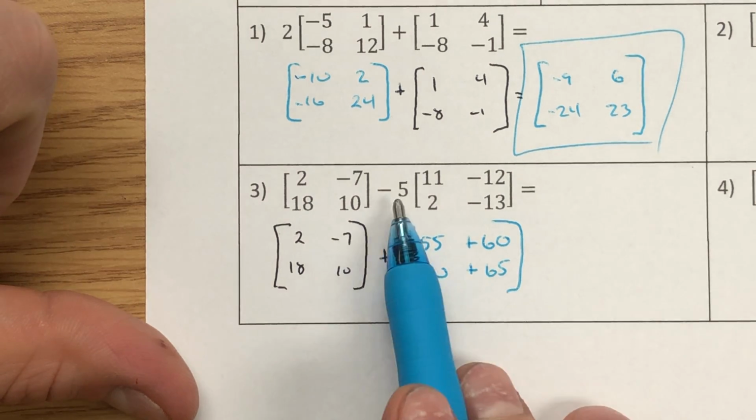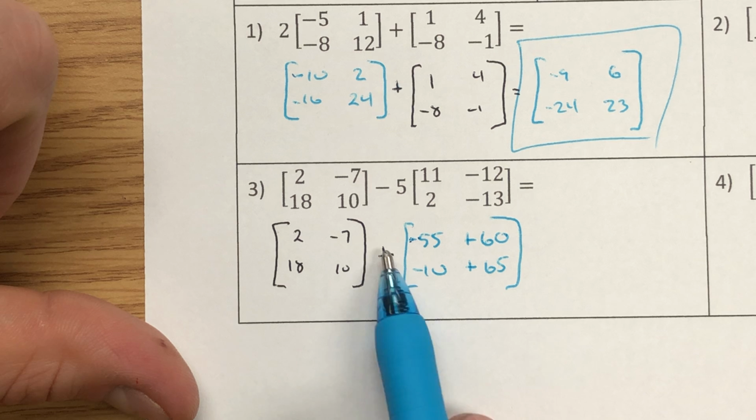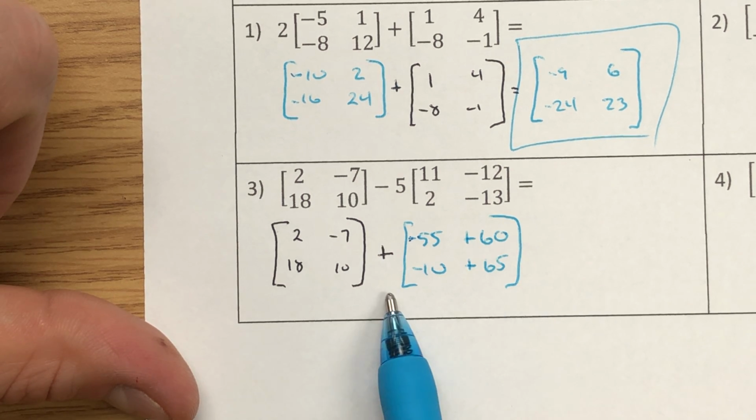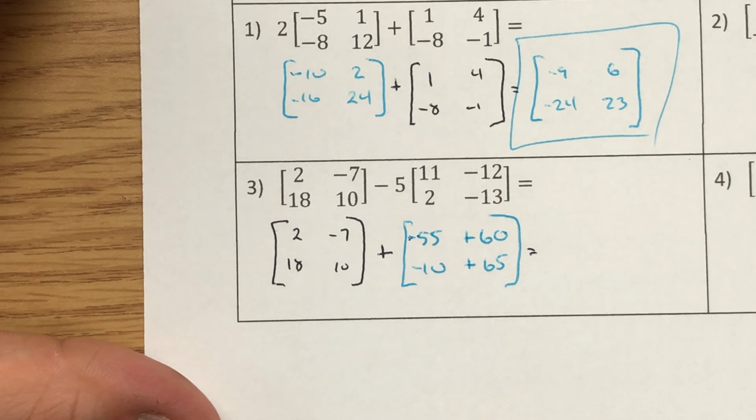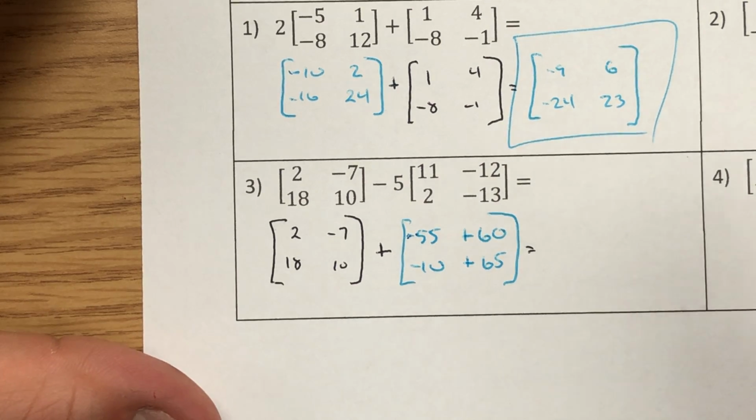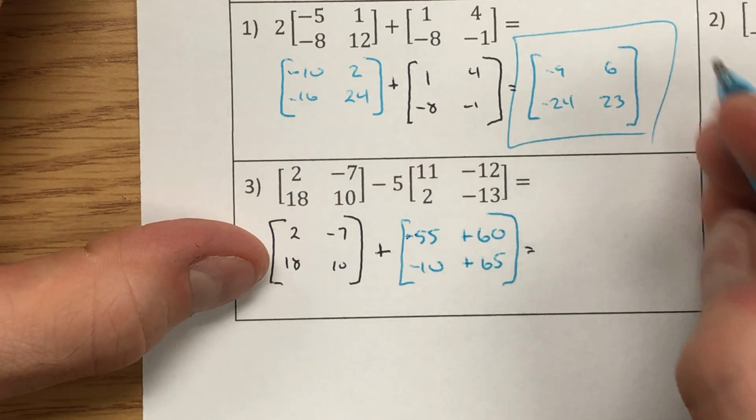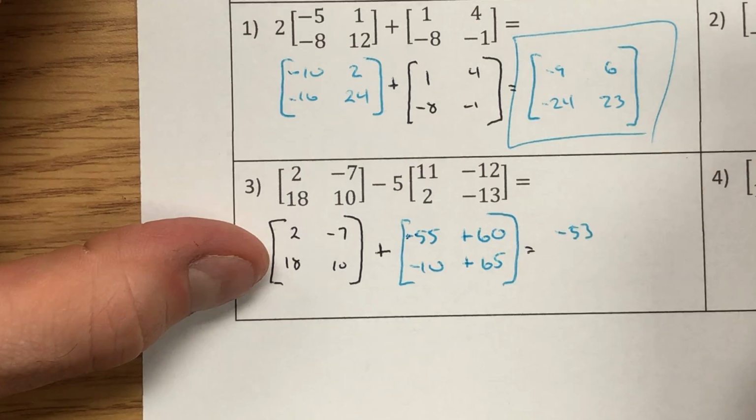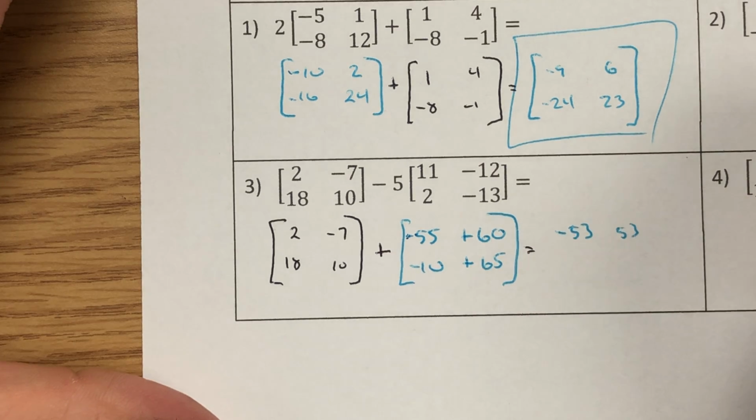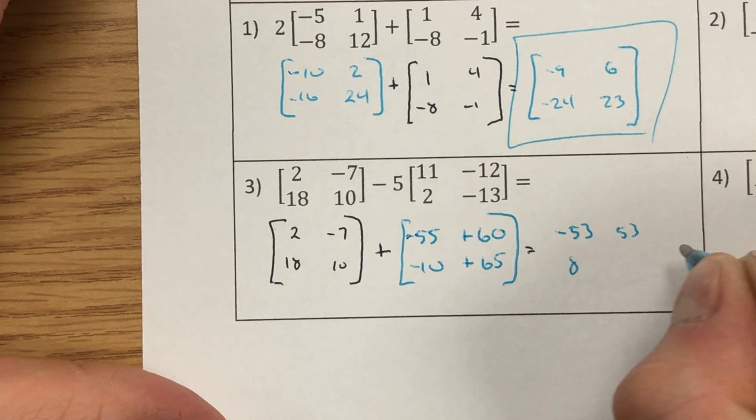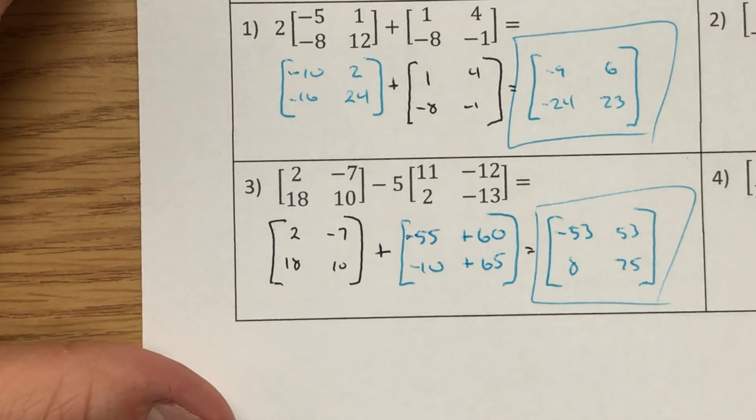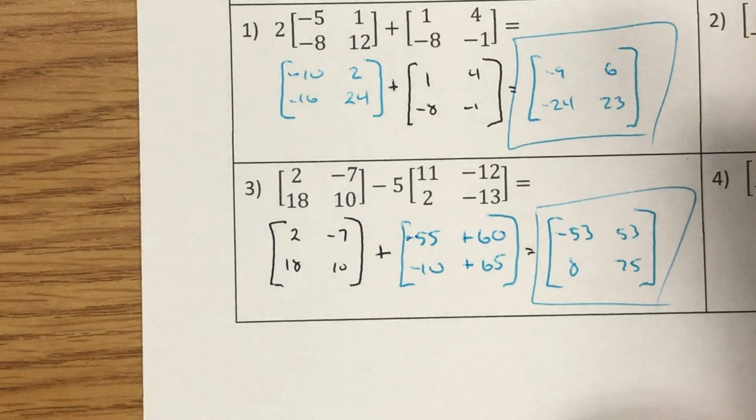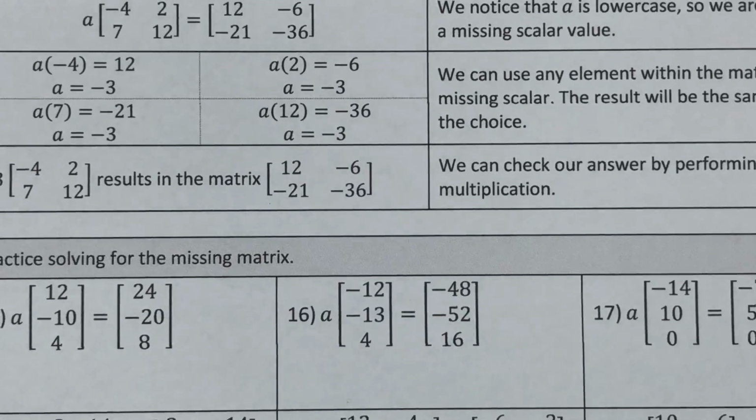And you'll see that what I could have done, if I only distributed the 5, I would have -55, -60, -10, and -65. Doesn't matter which way you did it, as long as you do it consistently. Either put the negative in all the way, or leave it out all the way. So my final answer here is top left, negative 53, top right, 53, bottom left, 8, bottom right, 75. There we go. Perfect.